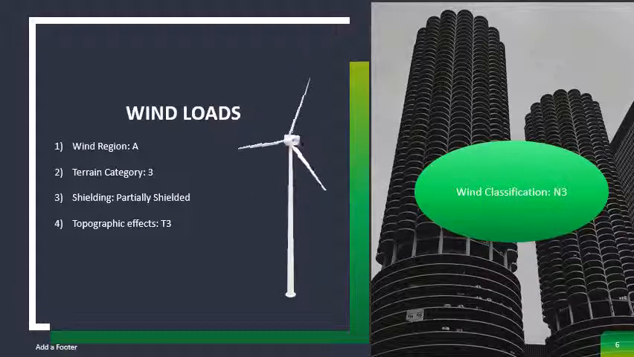The final value was a topographic class, which centers around the effect of the wind based on the location of the structure on a hill, ridge, or escarpment. Our class was T3. Using all of these values, we could discover that our wind classification was N3. This was found in the AS 4055.